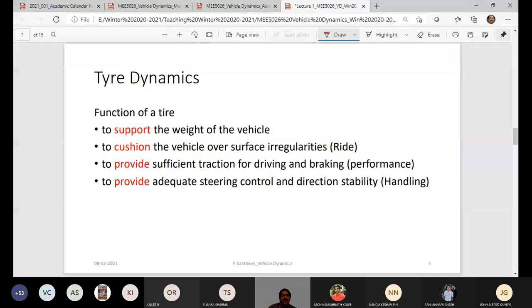You know the basic function of a tire is to support not only the weight of the vehicle, but also to provide ride performance and the handling nature of the vehicle. By cushioning the vehicle over surface irregularities, as we have just seen, we would meet the ride requirement. By providing sufficient traction for driving and braking, you would be able to meet the performance of your vehicle. The tire dynamics would also provide adequate steering control and directional stability, so that your vehicle is always a handleable and safe vehicle.